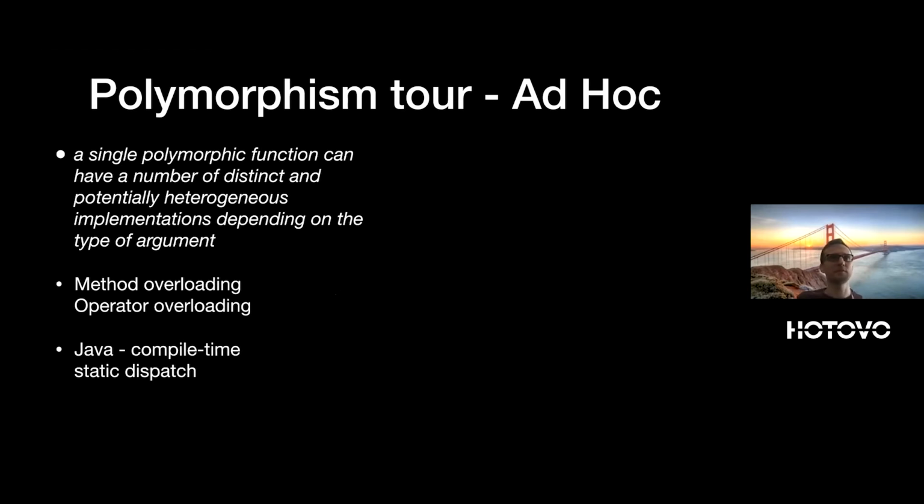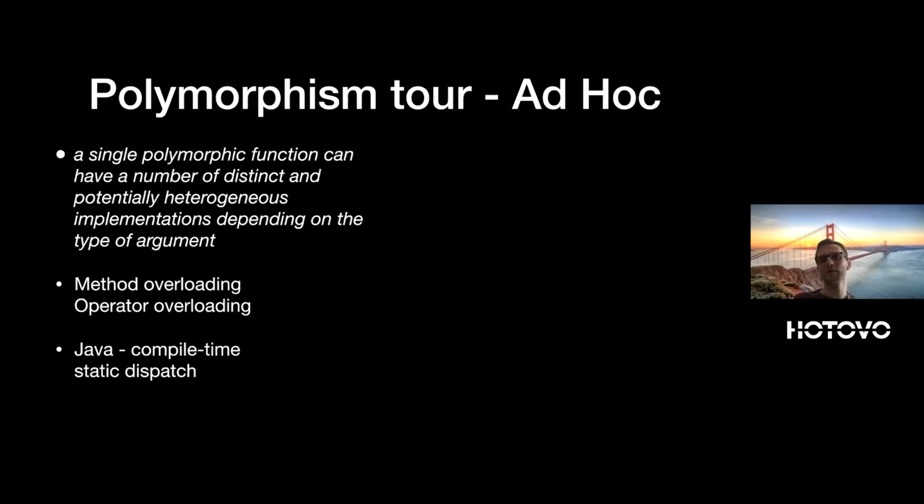As the description goes, a single polymorphic function can have a number of distinct and potentially heterogeneous implementations depending on the type of argument. Now this means that a function which supports ad hoc polymorphism can have different implementations based on the type of the argument that it accepts, or a number of arguments.